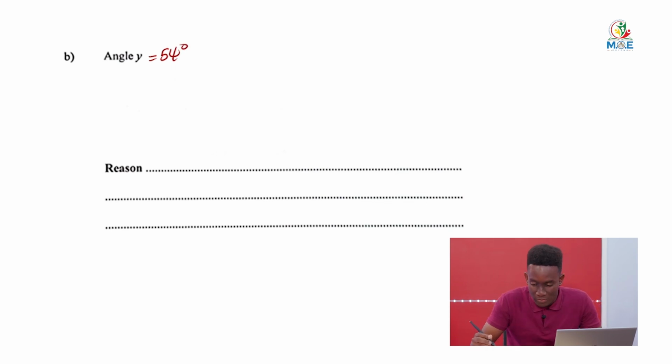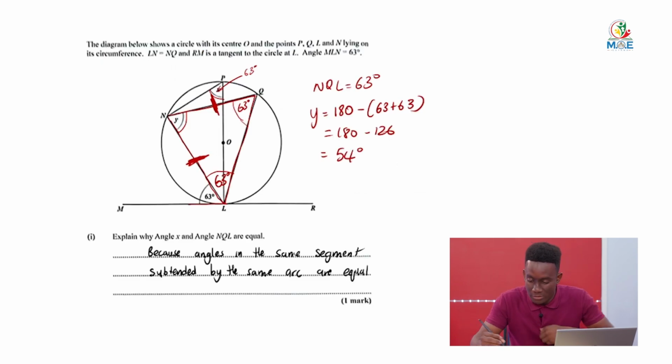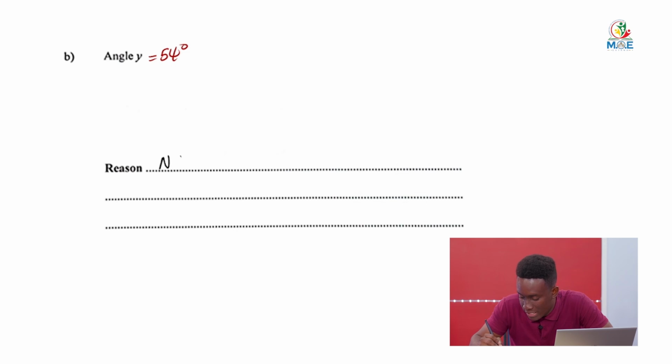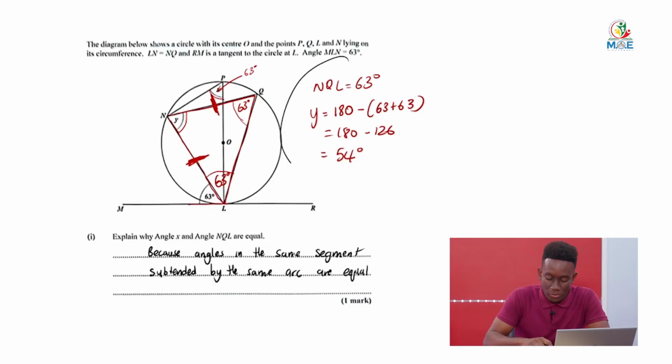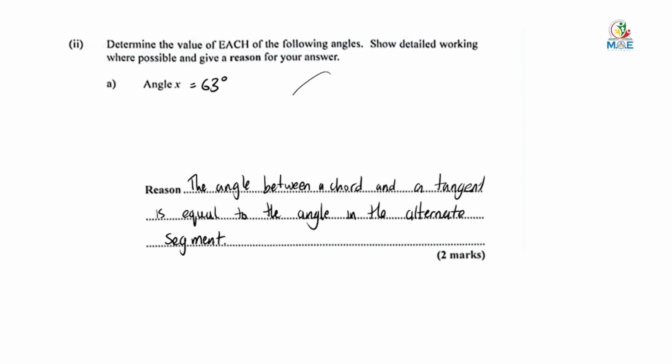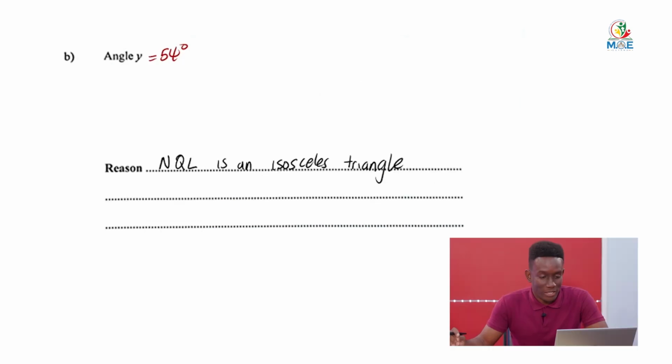And our reason would be NQL is an isosceles triangle, and we already showed our calculation here. So this will be the calculation that you will put over in this space, and that is where you'll get your full marks for this question.